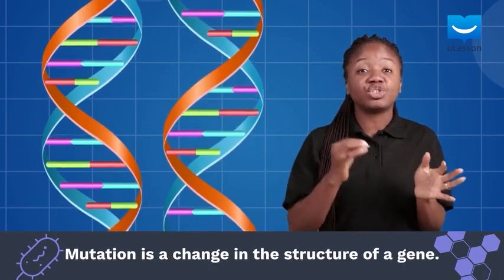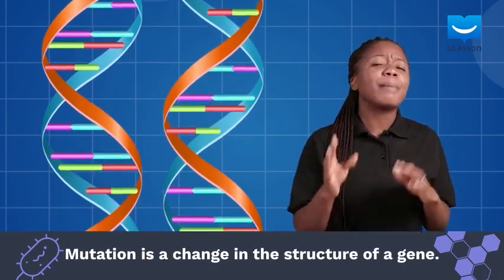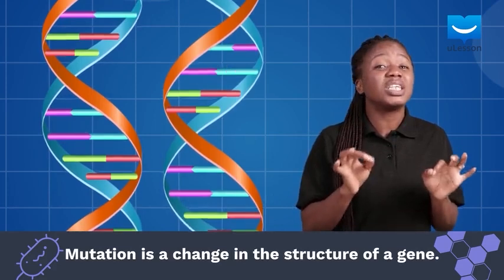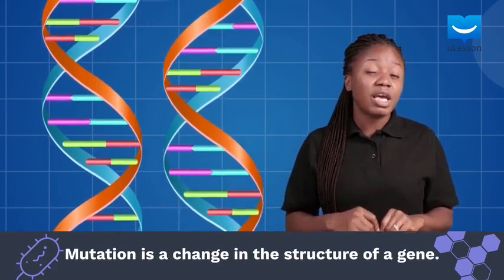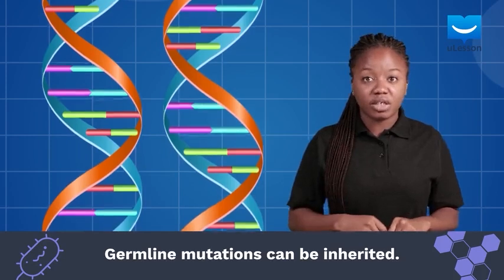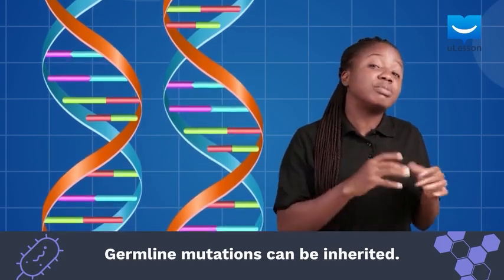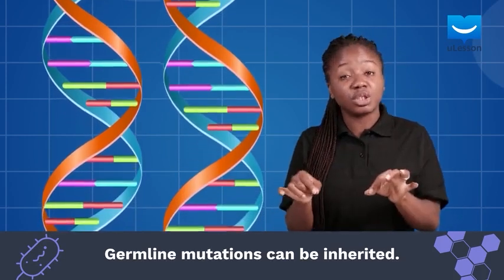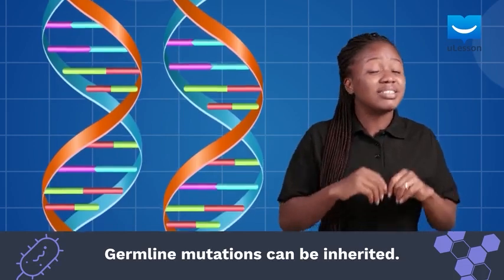Mutation is a change in the structure of a gene. This happens randomly and could lead to a change in characteristics. Because the gene is changed, mutations may be inherited. Mutations that can be inherited are germline mutations that occur in germline cells or gametes.